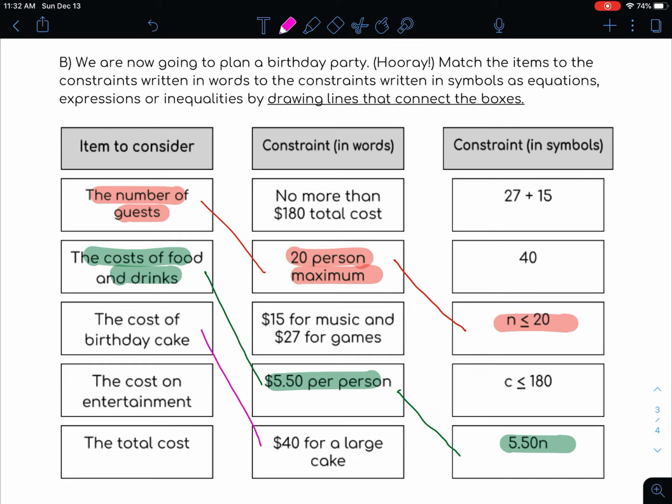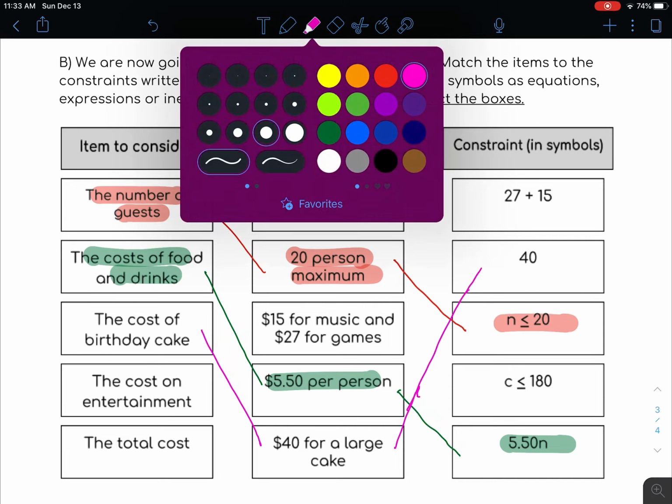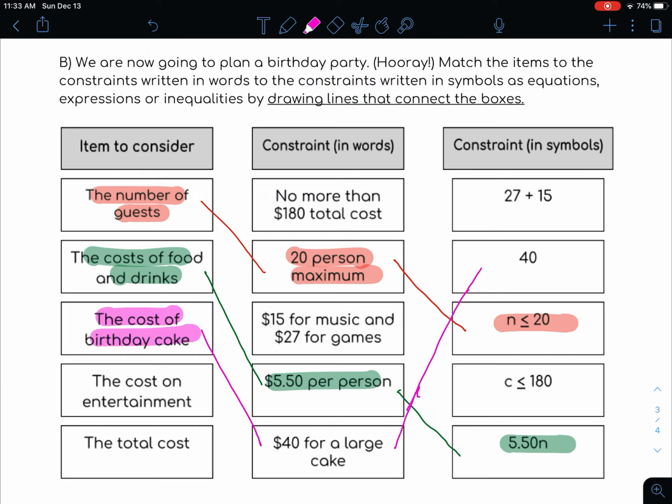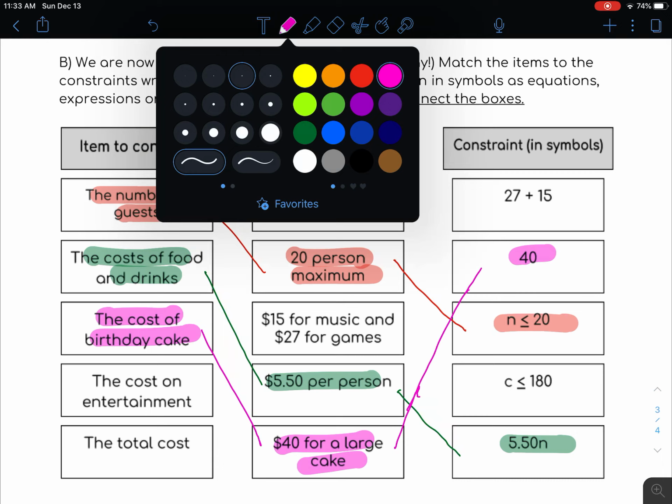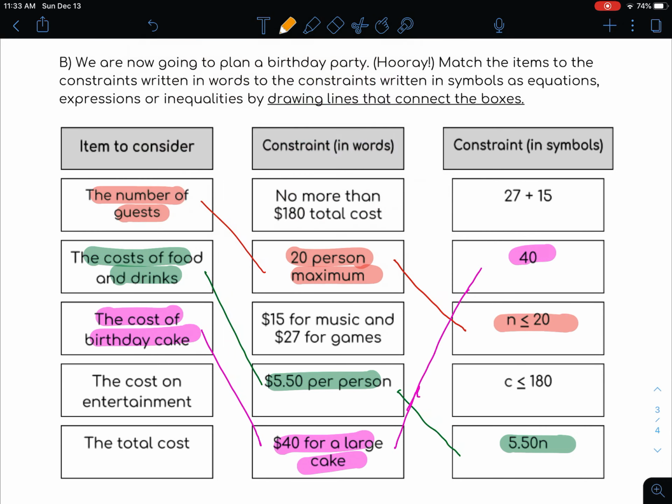Okay, and then let's talk about the cost of the birthday cake. Okay, so down here on the bottom says $40 for a large cake, and so that's kind of a set cost. That's not really a per person cost. That's $40 per cake. So let's go ahead and highlight that. So there we go.